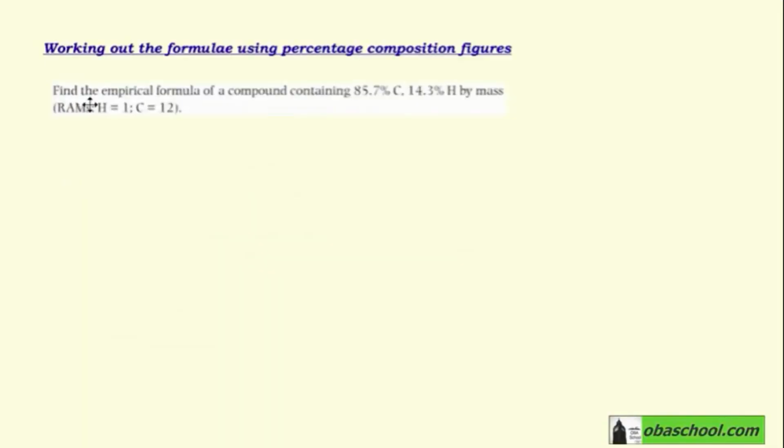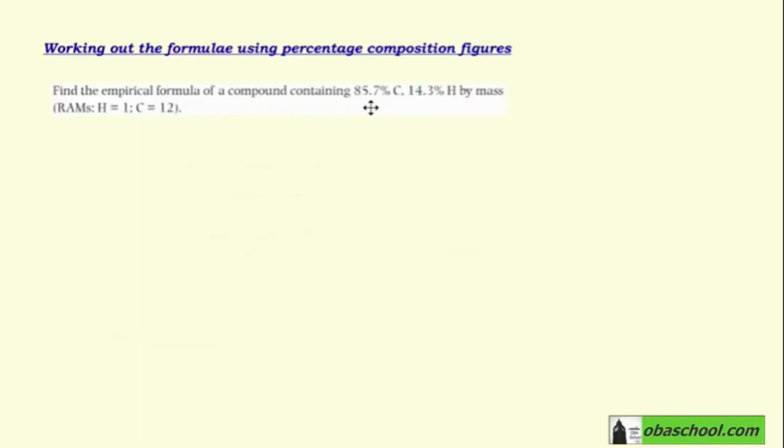183. Find the empirical formula of a compound containing 85.7% carbon, 14.3% hydrogen by mass. The relative atomic masses are 1 for hydrogen and 12 for carbon. So we need to find the empirical formula of the compound that contains 85.7% of carbon and 14.3% of hydrogen.